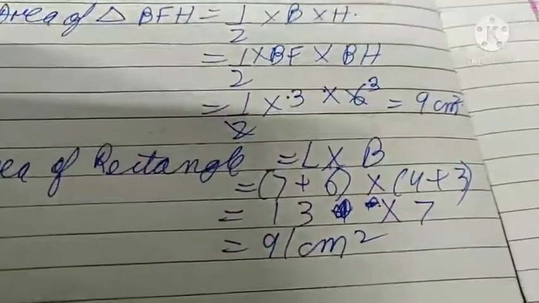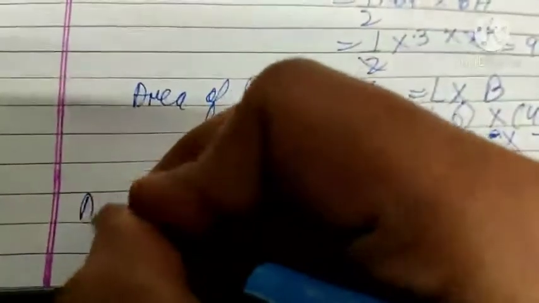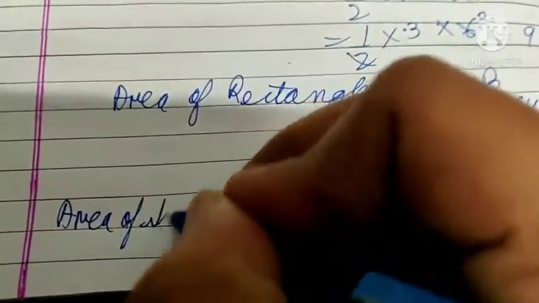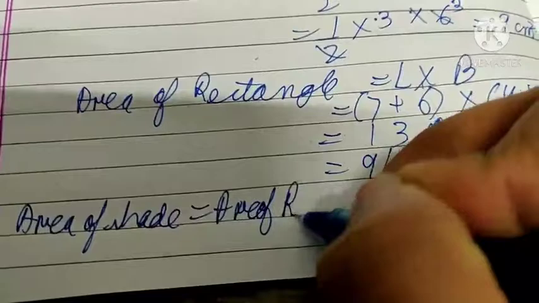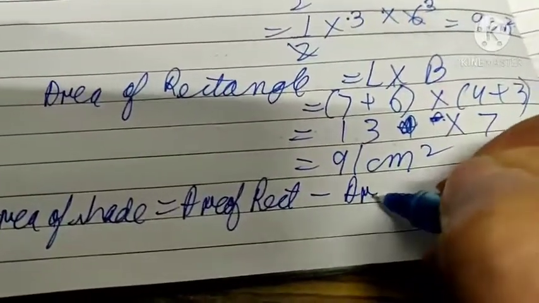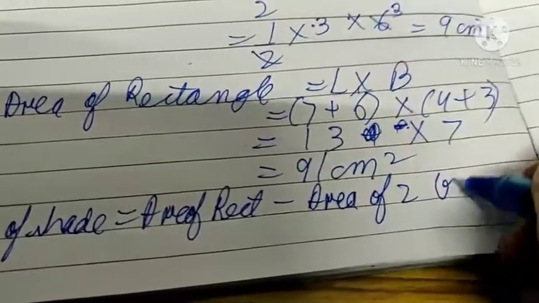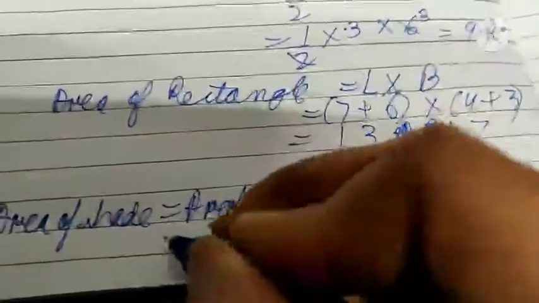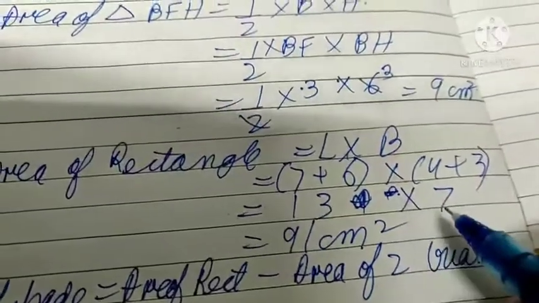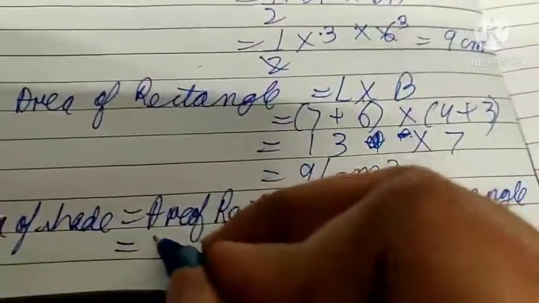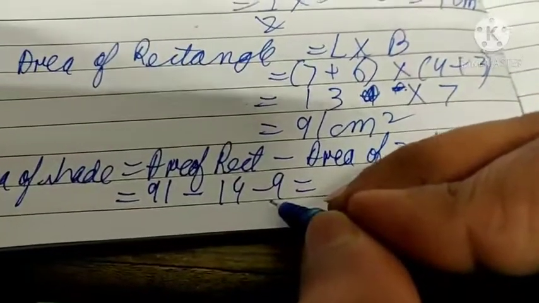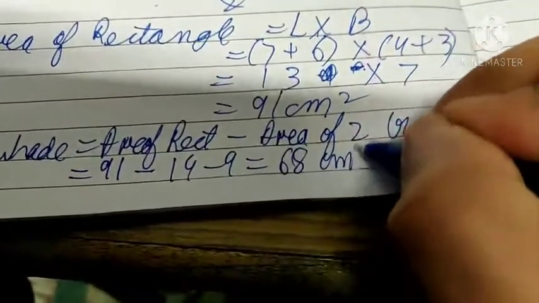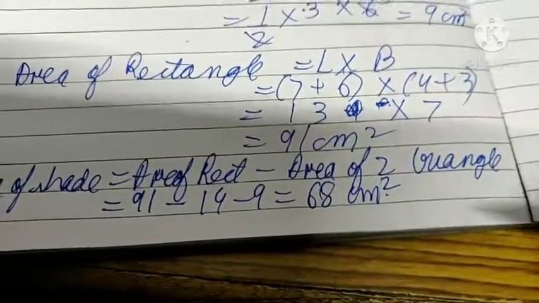And now what? We have to calculate the area of the shaded portion. Area of shaded is equal to area of rectangle minus area of two triangles. That is, it is 7 into 13, that is 91, minus the area of two triangles. It is 14 and 9. This is, it is 68 centimeter square. It is the area of the shaded portion. Okay, this is our answer.